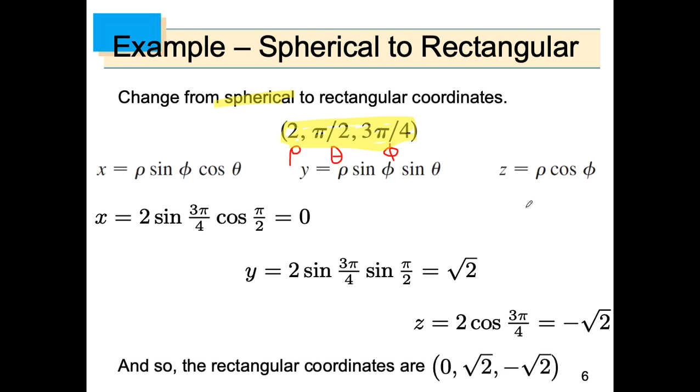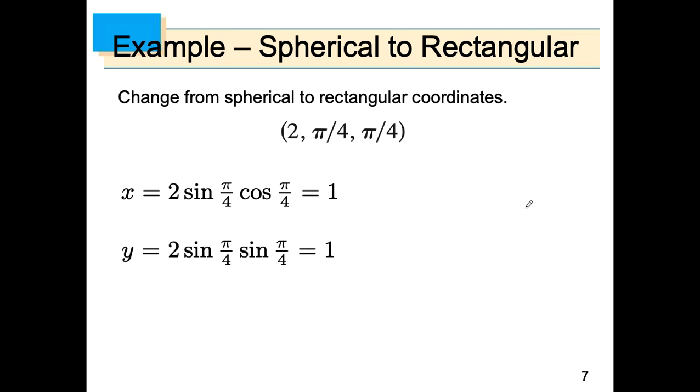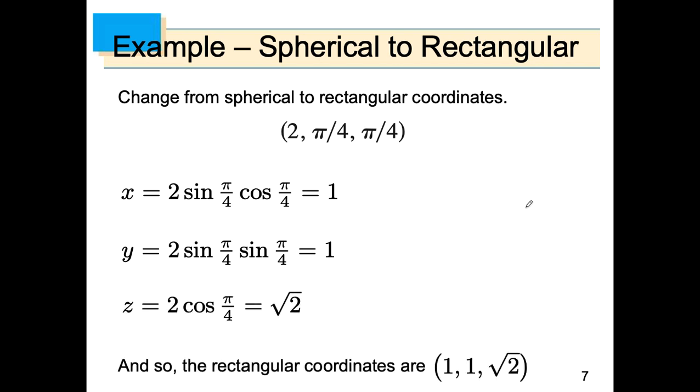Thus, our rectangular coordinates are 0, rad 2, negative rad 2. So again, I don't think these are too tough. Let me just do one more very quickly. Following the formulas, you simply plug in your rho, your theta, your phi. You get x is 1, y is 1 in this case, z is rad 2, giving me my rectangular coordinates, in this case 1, 1, rad 2.